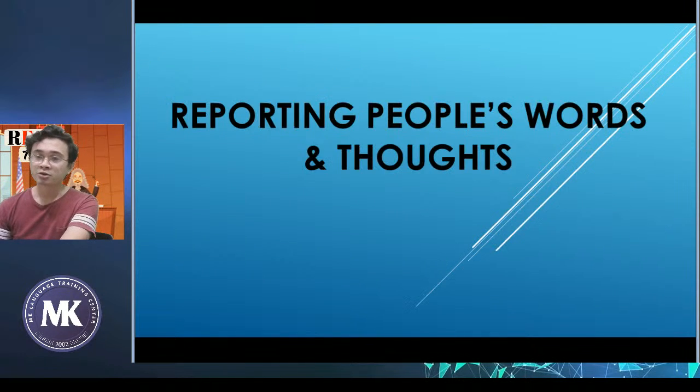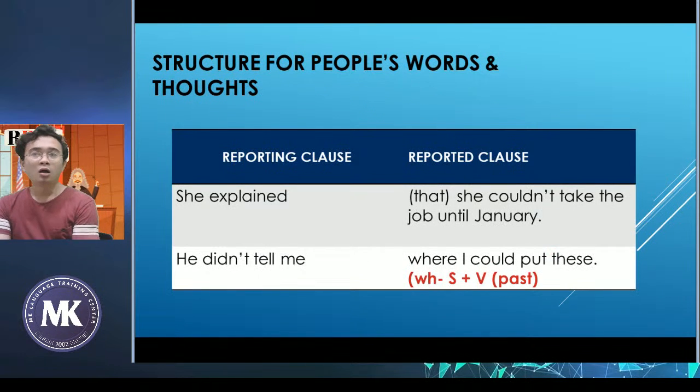Okay, so here we have the structure for people's words and thoughts. So it means these are the structures. Whenever we want to have some reported speech, there are two clauses for this part. We have the reporting clause, and the other one we call the reported clause. So we have two clauses here, but they have different structures.